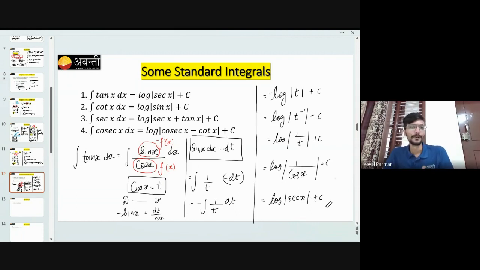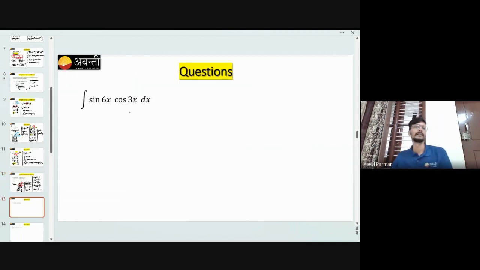Got it? Okay. Now let's move on to more questions. These are some important questions based on trigonometry. Trigonometry means we need to know the compound angle, allied angle, multiple angle, factorization, and defactorization. Now, this question here is not of integrable form. So what do we do here? We convert it into integrable form by using trigonometry.